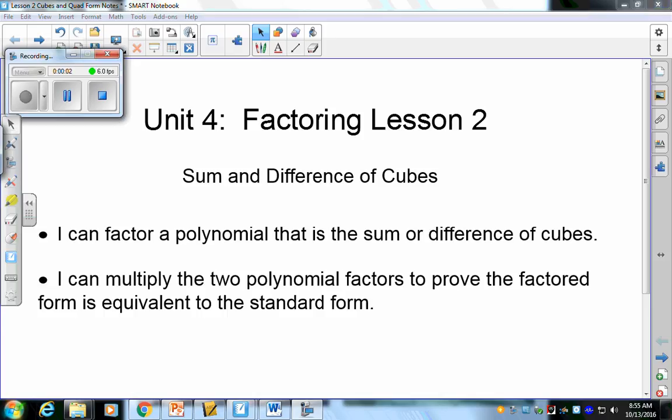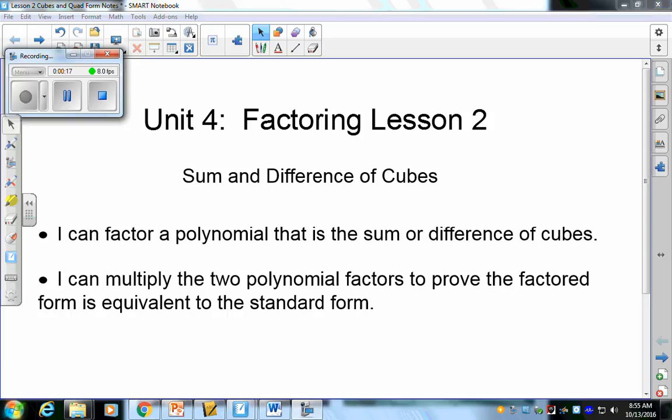This is Unit 4, Lesson 2, Factoring with Sum and Difference of Perfect Cubes. So by the end of this lesson, you should be able to factor a polynomial that is either the sum or difference of cubes. And you can always multiply the two polynomials back together to prove that it truly was done correctly.